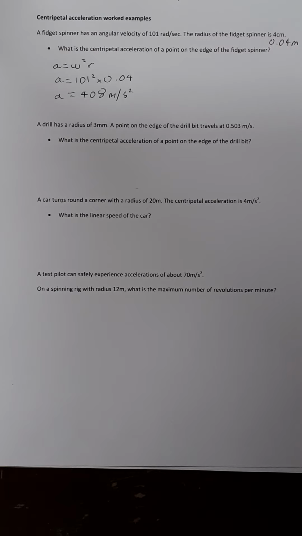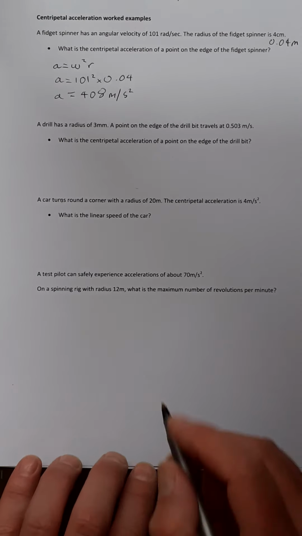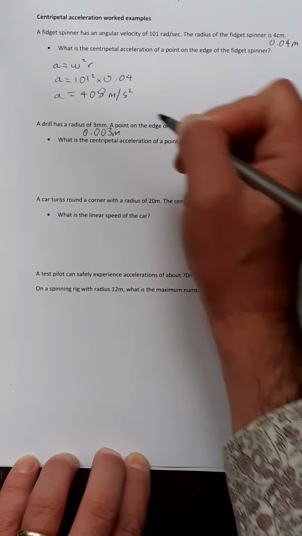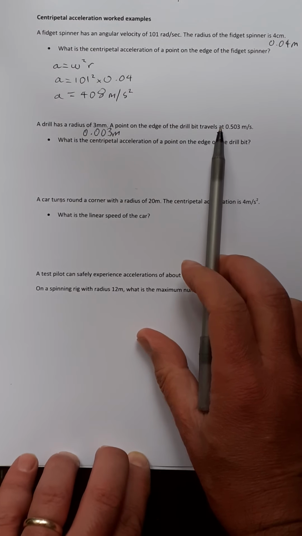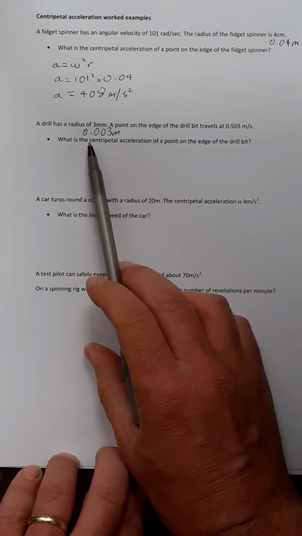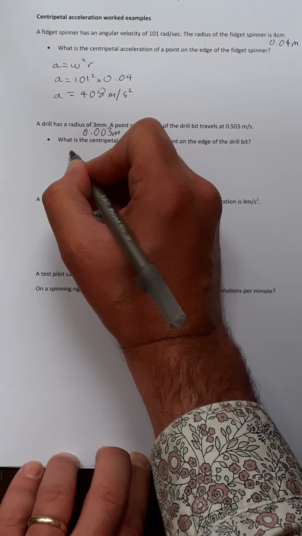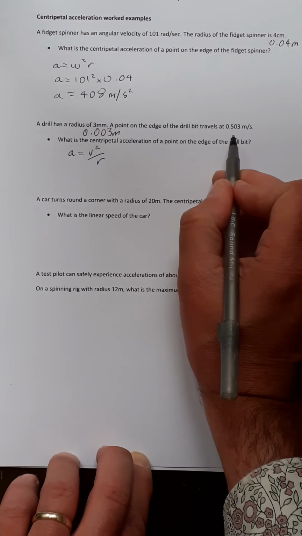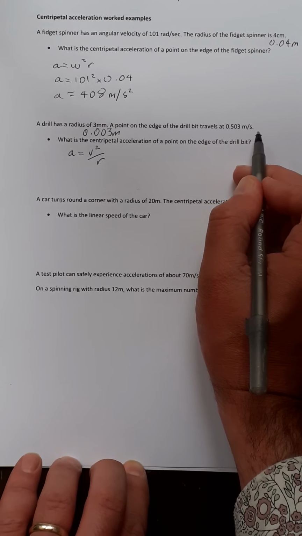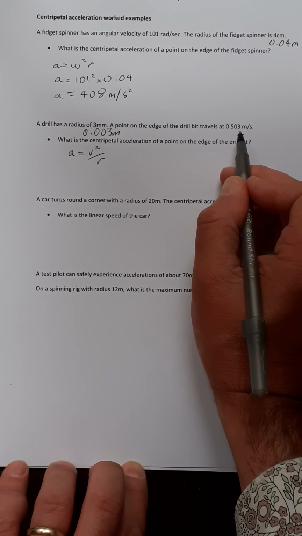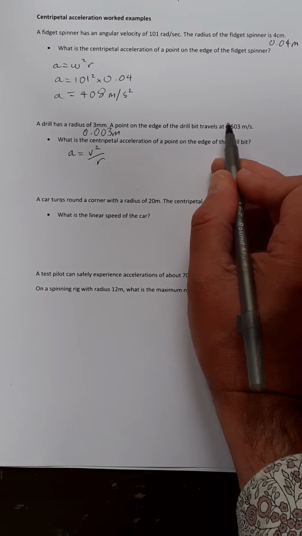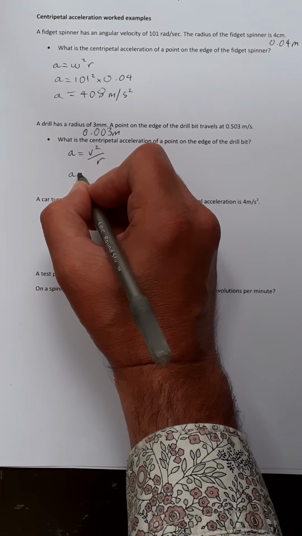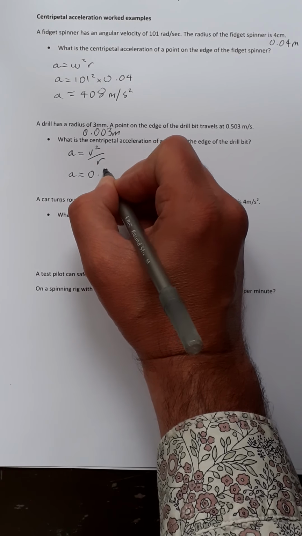Okay, so second question. A drill's got a radius of 3 millimeters. No surprises that I'm going to change that to 0.03 meters, and I've got this speed, half a meter per second roughly. Centripetal acceleration. This time I'm going to be using this formula, v squared over r, because I've got a linear velocity. I can tell it's a linear velocity because it's in meters per second. If it was kilometers per hour or meters per hour, that'd still be a linear velocity. Okay, and once again, I can pick up the values.